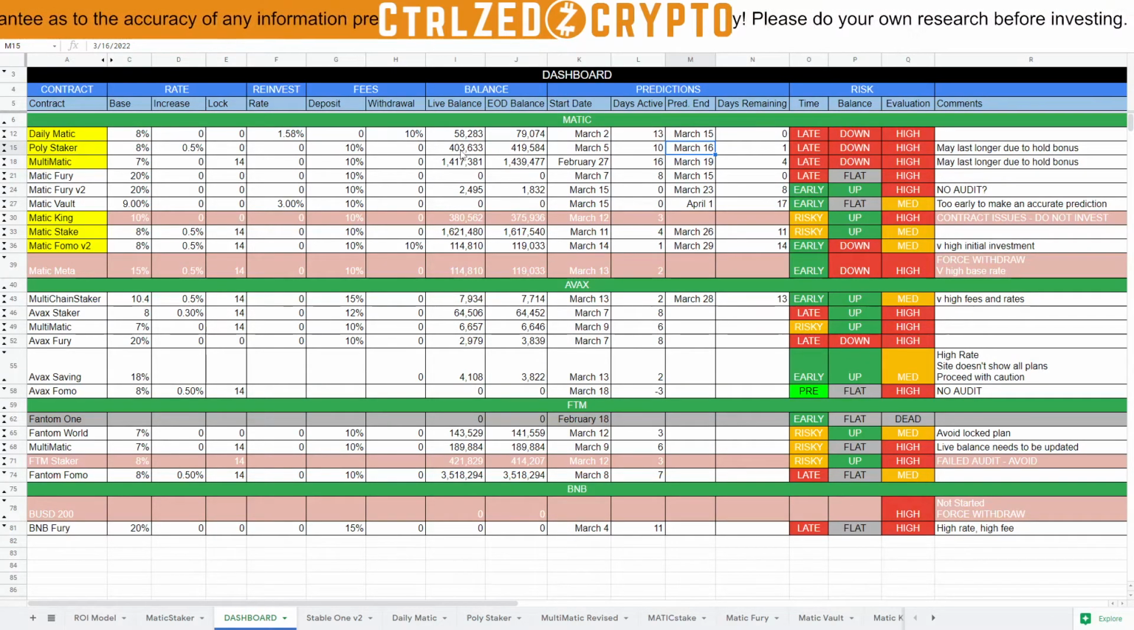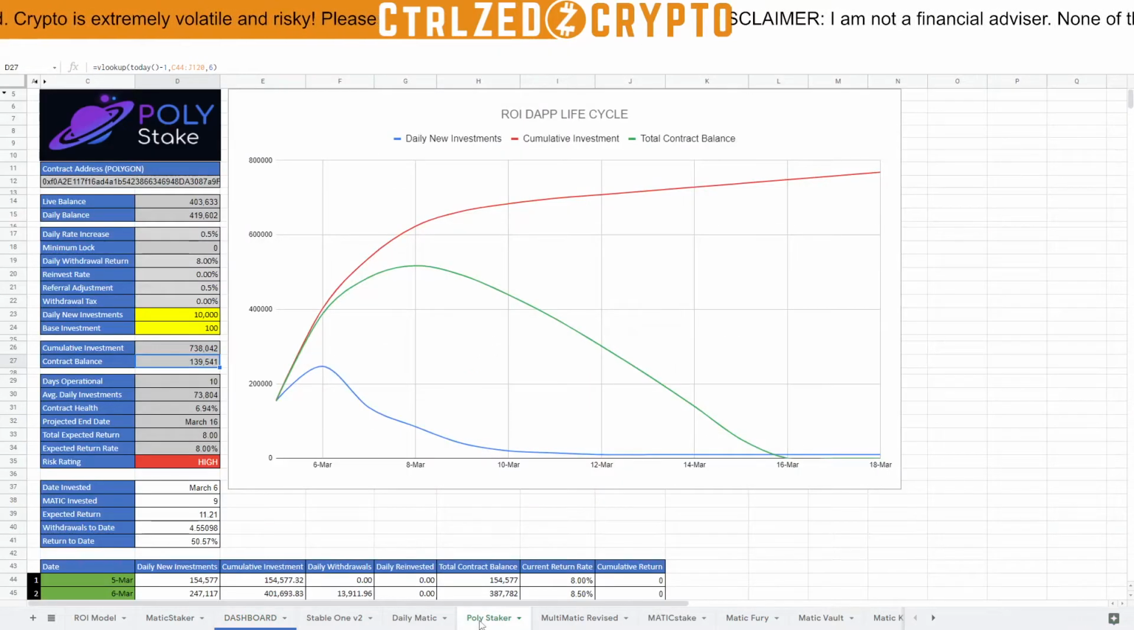So this is interesting because the live balance and the end of day balance are higher than I think you would expect at this stage. In fact, let's go to my model for Polystaker. And by today, the 15th of March, you expect the contract balance to hit 139. So what that's showing me is that likely this hold bonus is actually encouraging people to hold their withdrawals and not take them out, which is a good thing for longevity.